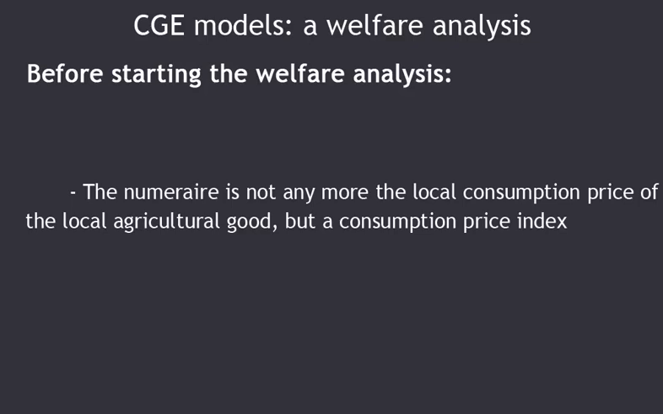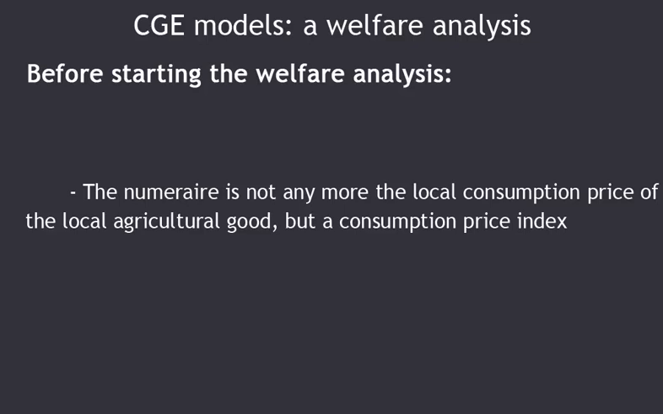Then I made a small modification in the model. I added an equation and an unknown variable. This unknown variable is a consumption price index, denoted PINDC. And the equation is the formula of this consumption price index. So the numeraire is no longer the domestic price of the local agricultural good, but a consumer price index.